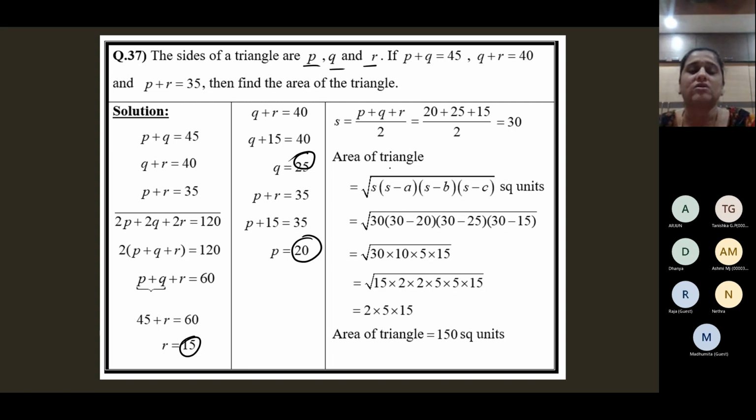Now we have to go ahead to find the area of the triangle. So find the semi-perimeter, P plus Q plus R by 2, because the sides are P, Q, and R. So 20, 25, 15 by 2, 30. Area of the triangle, you know this is the formula, and then substitute the values. Area of the triangle is 150 square units. Understood, children?